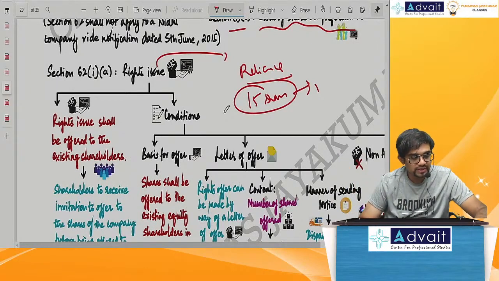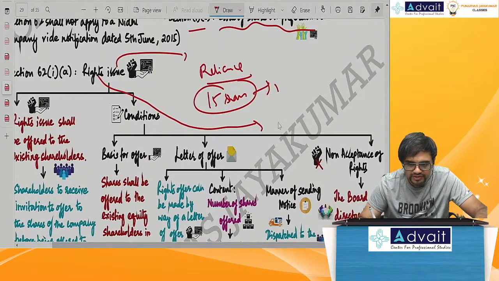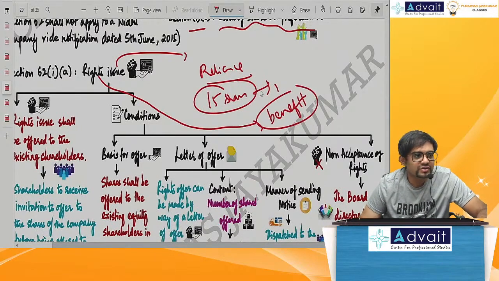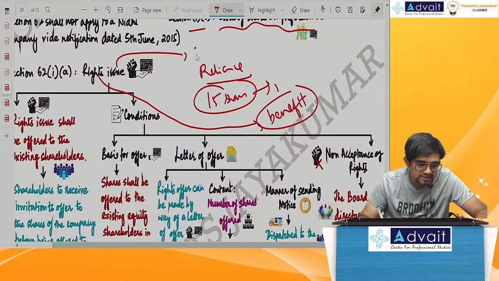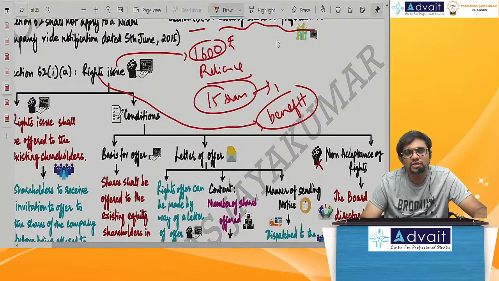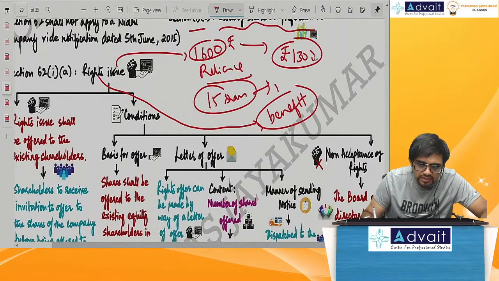One thing you need to understand, buddies, is that rights shares are always a benefit given to the existing shareholders. So I will first give rights shares to the existing shareholders. In Reliance, if you had 15 shares, you would be eligible to buy 1 share. The share price was 1,600 rupees, but they offered it to the people at 1,300. Definitely there was a benefit, as per the valuation.